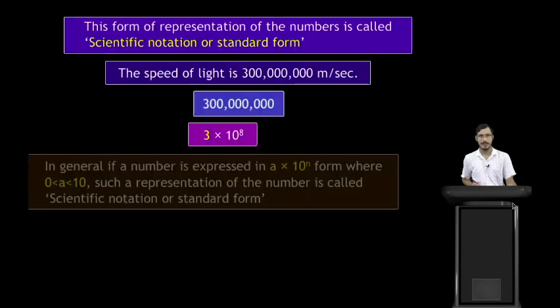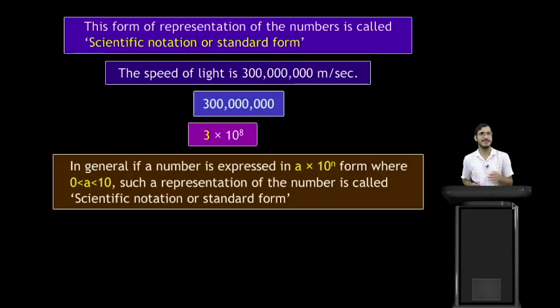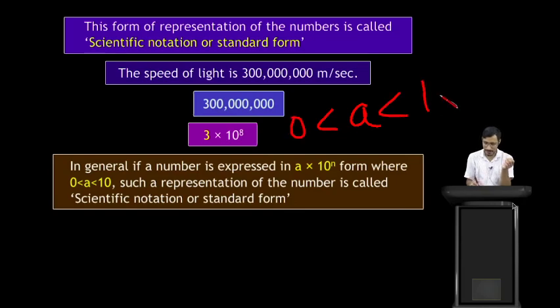Now here, in general, if a number is expressed in the form a into 10 to the power n, where a is between 0 and 10, the value of a should be greater than 0 and less than 10.